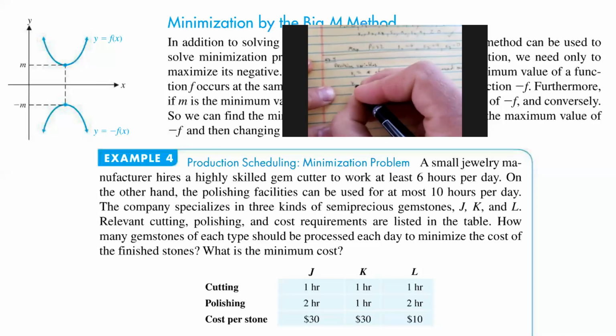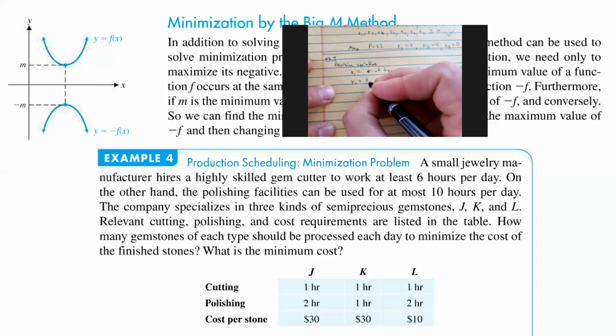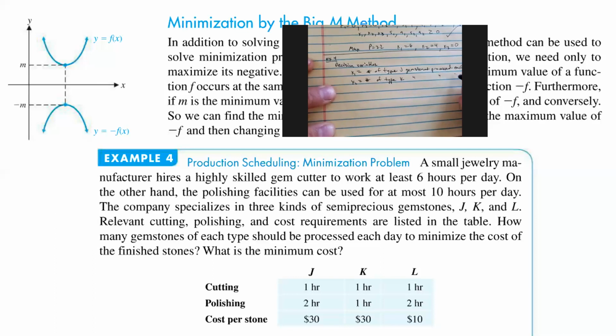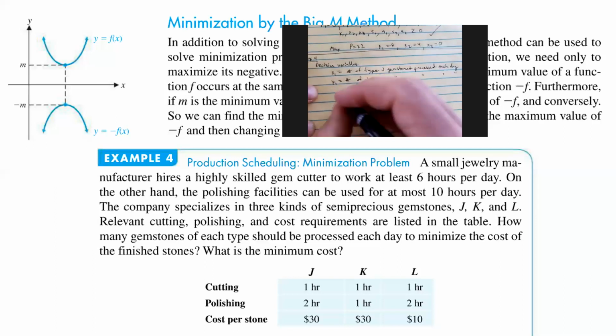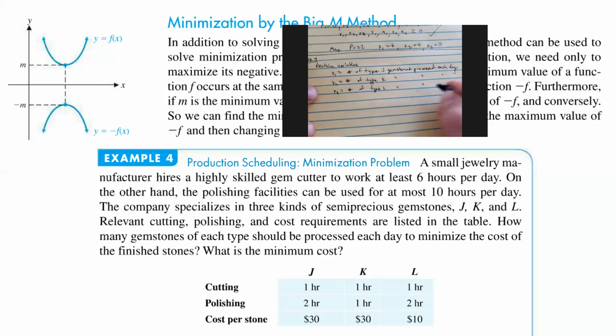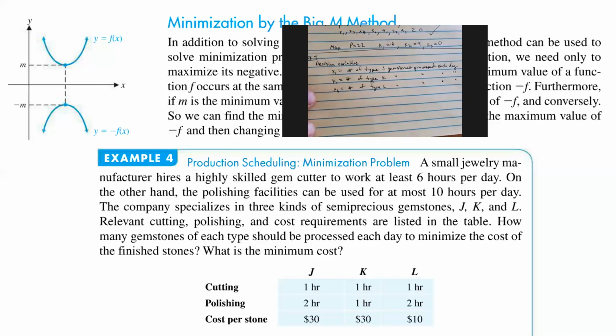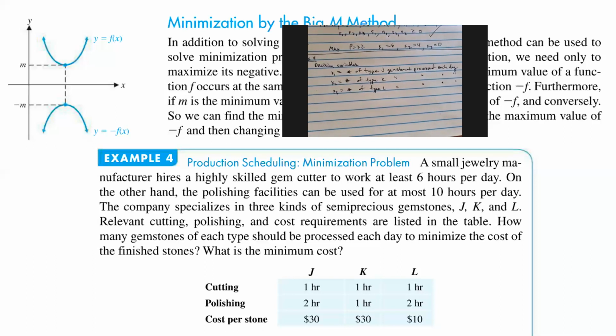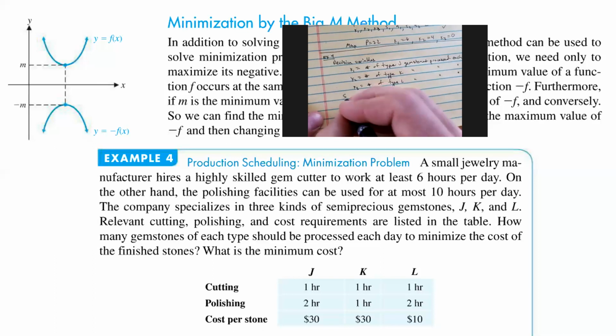All right. x sub 2 is going to be the number of type K gemstones processed each day. All right. And x sub 3 is going to be the number of type L gemstones processed each day. All right. So now we have our decision variables. Now all we need to do is basically construct our constraints, right? So let's do our subject to constraints, okay?